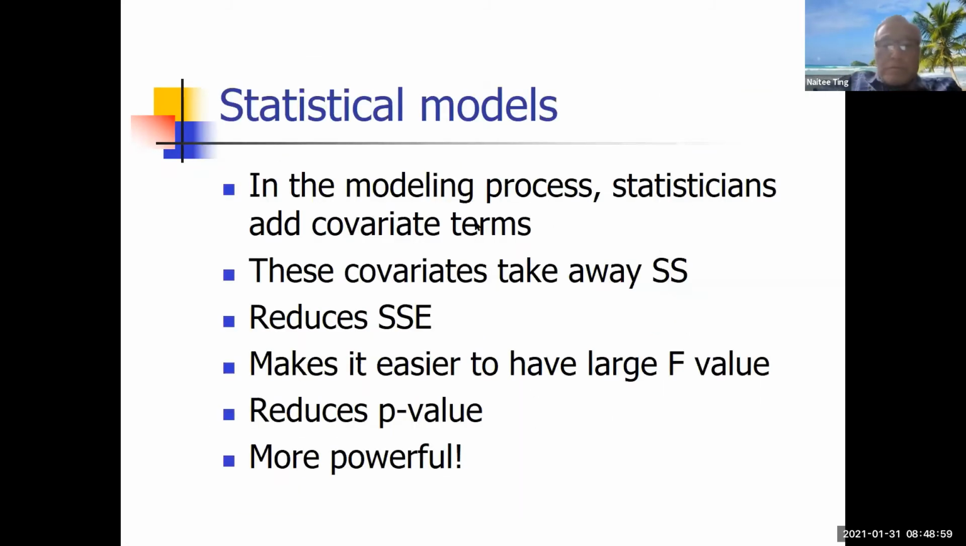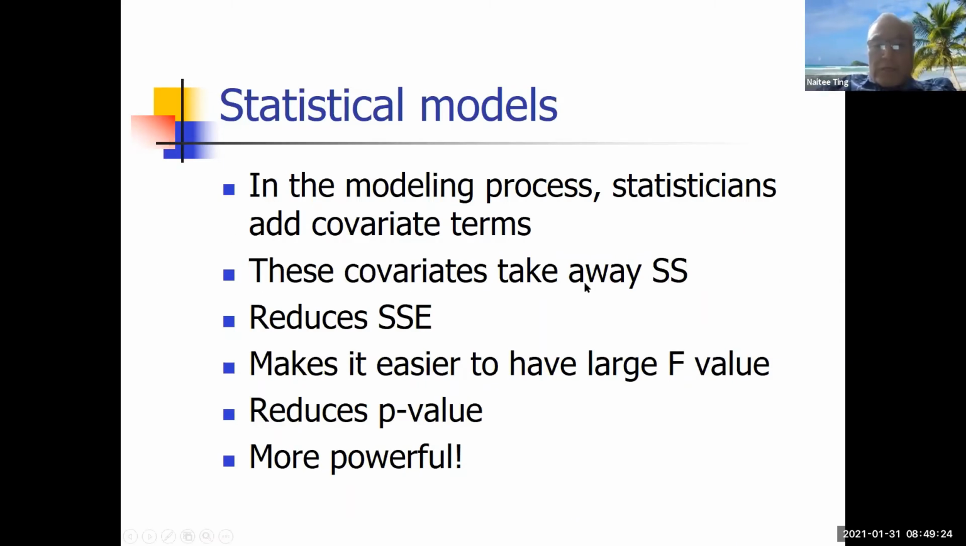So in the modeling process, statisticians add covariate terms or increase sample size. These are the only 2 ways you can make the test more significant. We're dealing with continuous data, so you either increase sample size or increase the number of covariates in the model.